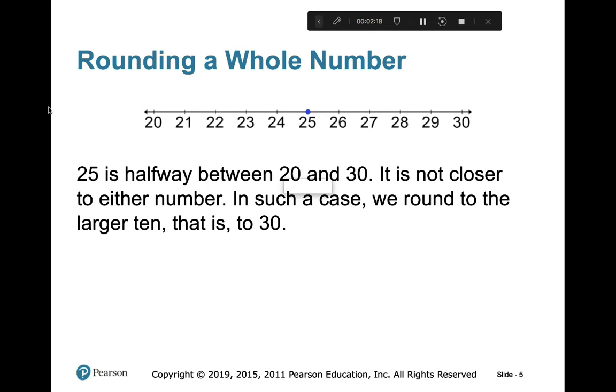When we have 25, the digit is 5, so it is neither closer to the lower number nor the higher number. So when the number is 5 or bigger, round that up.